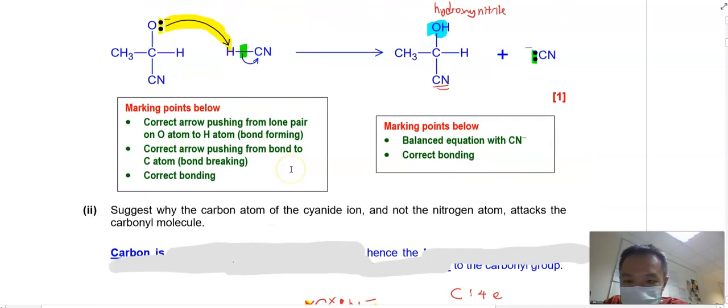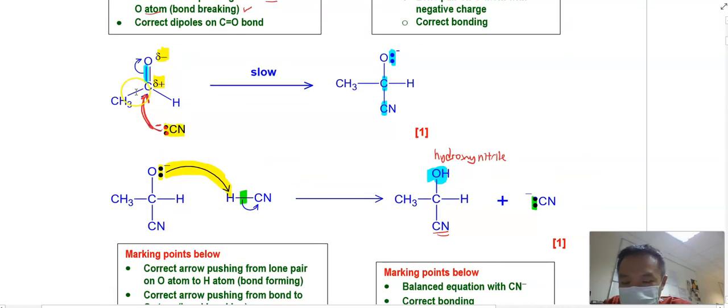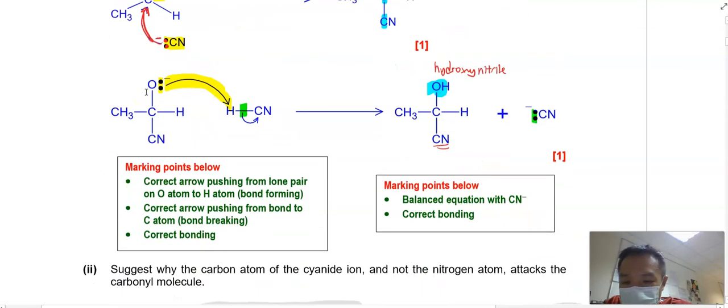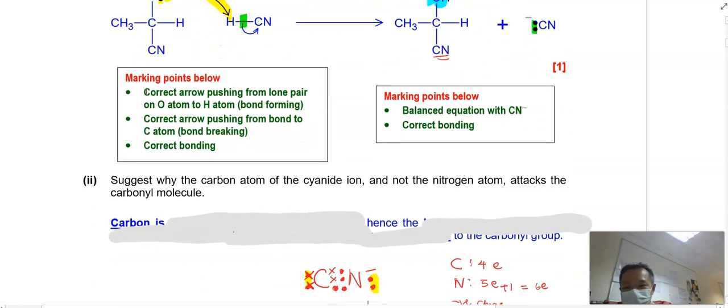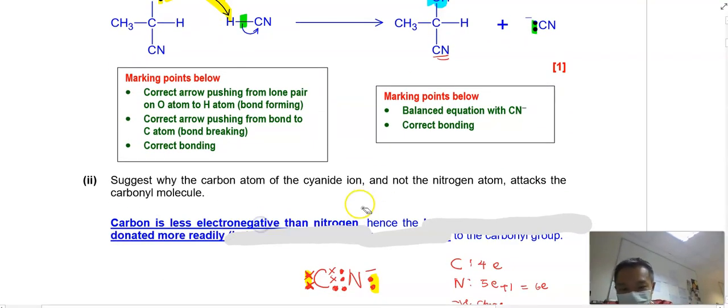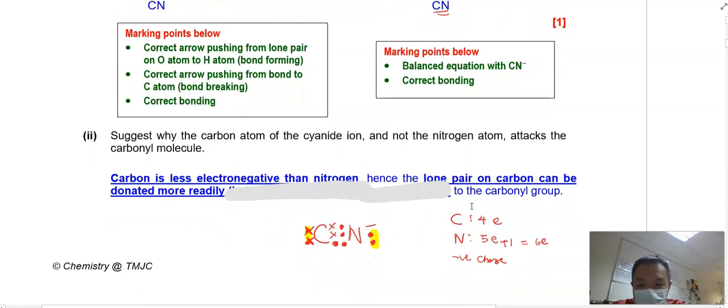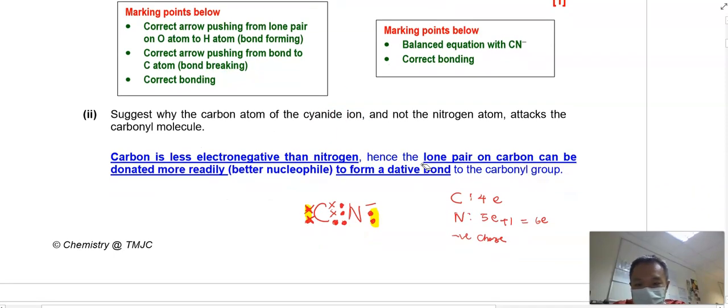Right? You can see the mechanism. You must use the lone pair to form a dative bond. Comparing carbon and nitrogen, carbon is less electronegative than nitrogen, and therefore it doesn't hold on to electrons as much. So the lone pair on the carbon can be donated more readily to form a dative bond with the carbonyl group. Okay, this phrasing can be found in your lecture notes.